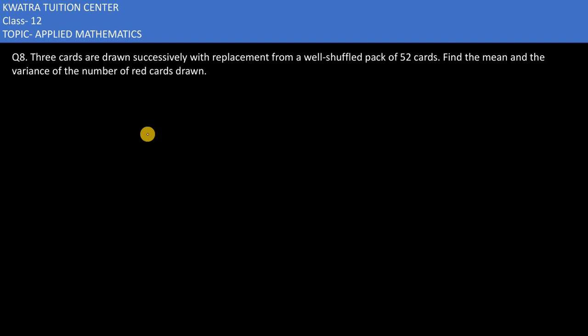Now in the 8th one it says 3 cards are being drawn successively. तो इसका मतलब n तो हमारा हो गया 3. Well shuffled deck है हमारे पास, that's 52 cards. Find the mean and variance of the number of red cards drawn.